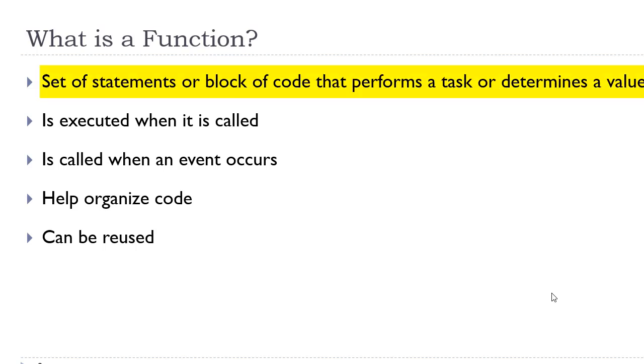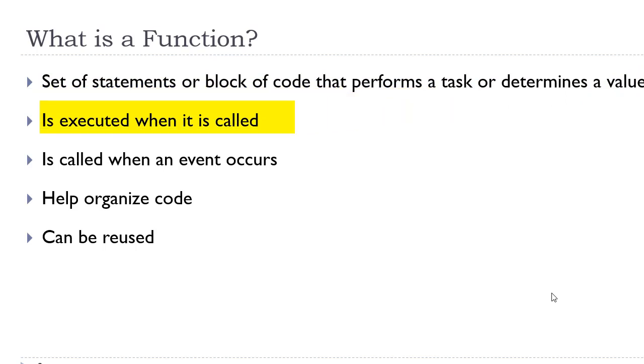A function is a set of statements or block of code that performs a task or determines a value. A function is executed when it is called. It is typically called when an event occurs. In our case, the event occurs on the web page in response to a user action or the page loading. Functions help you to organize your code and make your code more efficient. And functions can be reused.